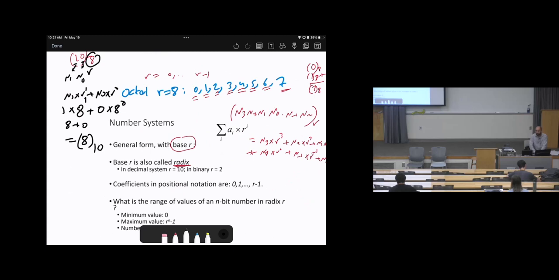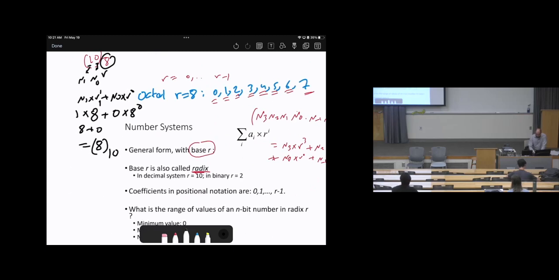Do you agree with me? Any questions? Can you say that again? 8 in decimal is what in octal? We will realize that 10 in octal equals 8 in decimal. Okay?